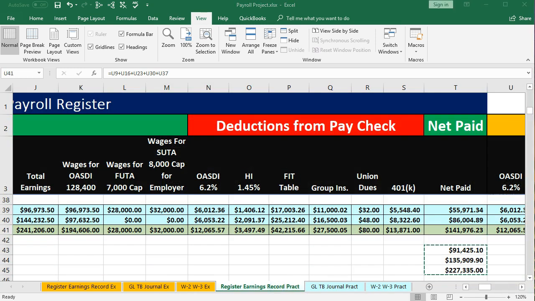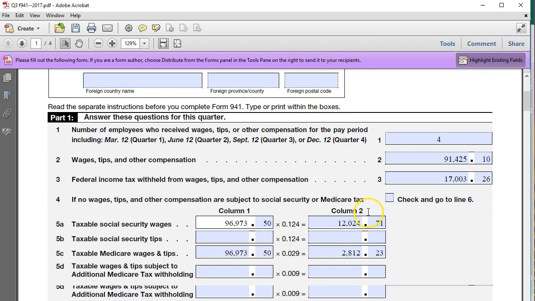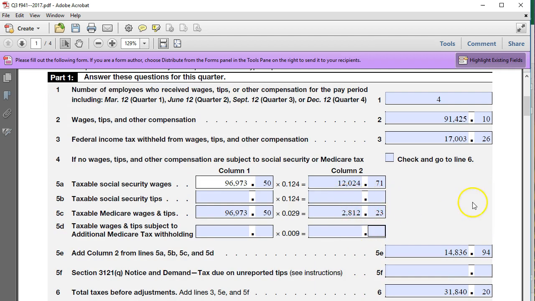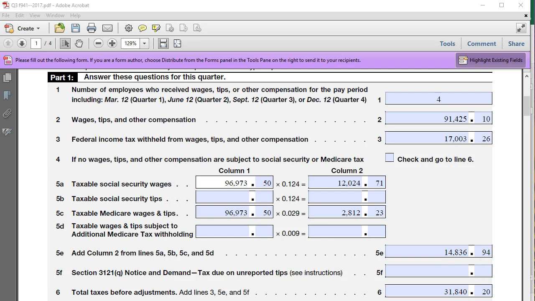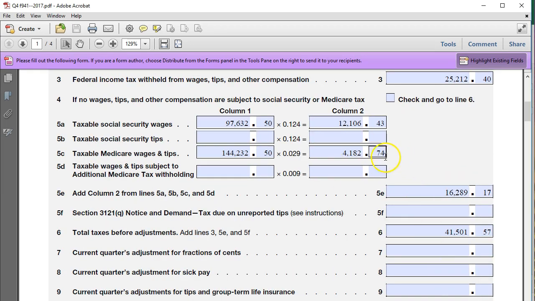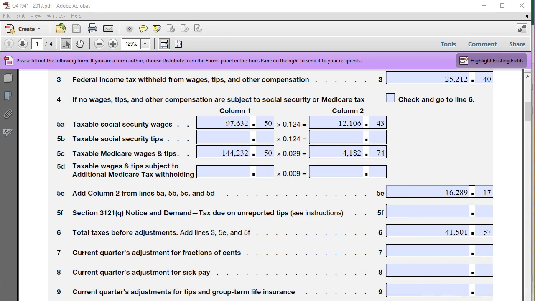Now we'll go to the amount withheld, Medicare tax withheld. So if we scroll back over here for the 3rd quarter, again, 941, Medicare tax withheld is going to be 2,812.23 plus, and then go to the fourth quarter. So we're picking up the fourth quarter of 4,182.74, 6,994.67. Back to our worksheet.